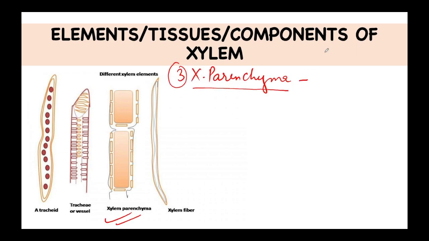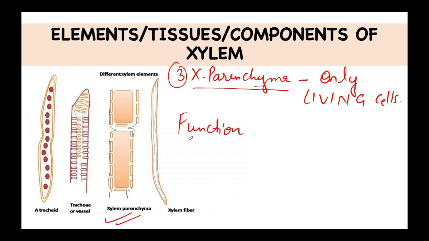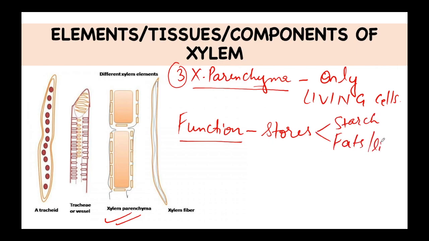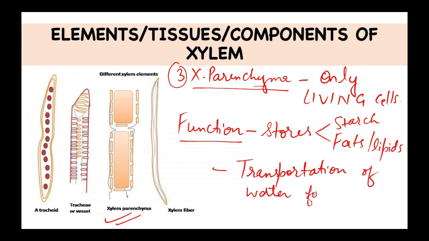Now come to the third type, xylem parenchyma. Xylem parenchyma is made up of only living cells. Now come to the function of xylem parenchyma. Xylem parenchyma stores starch, fats or lipids. Next function is transportation of water for small distances, only for small distances.